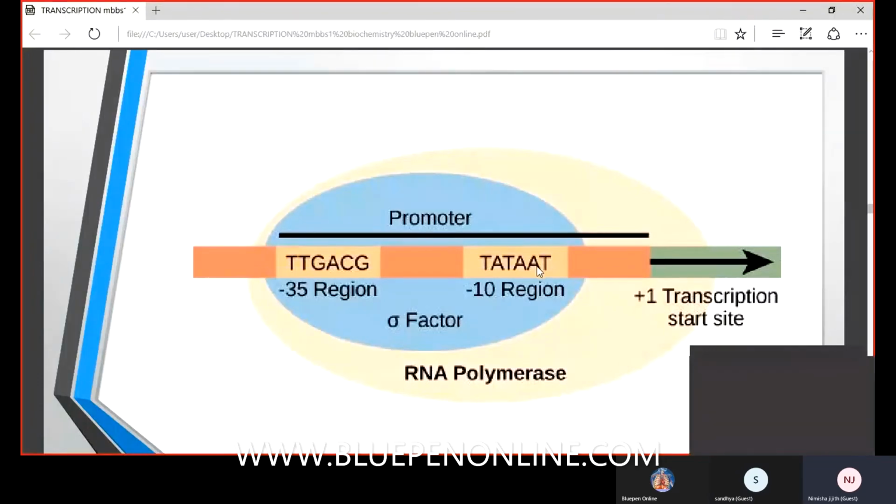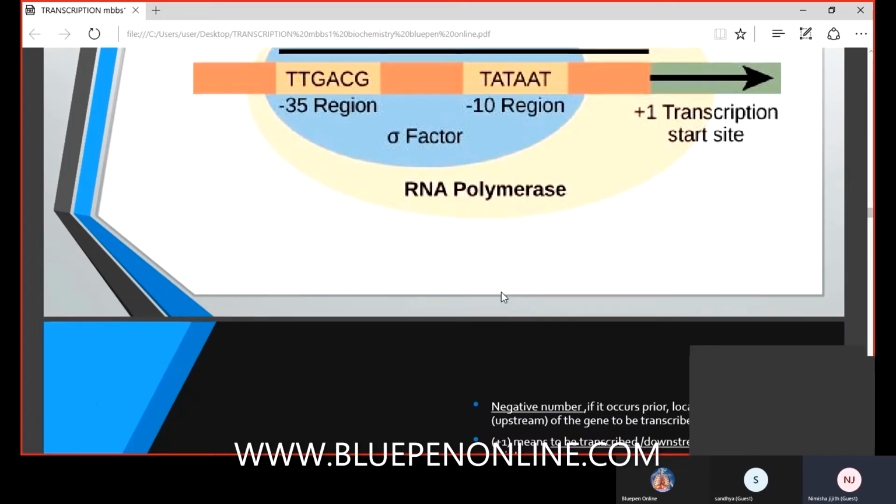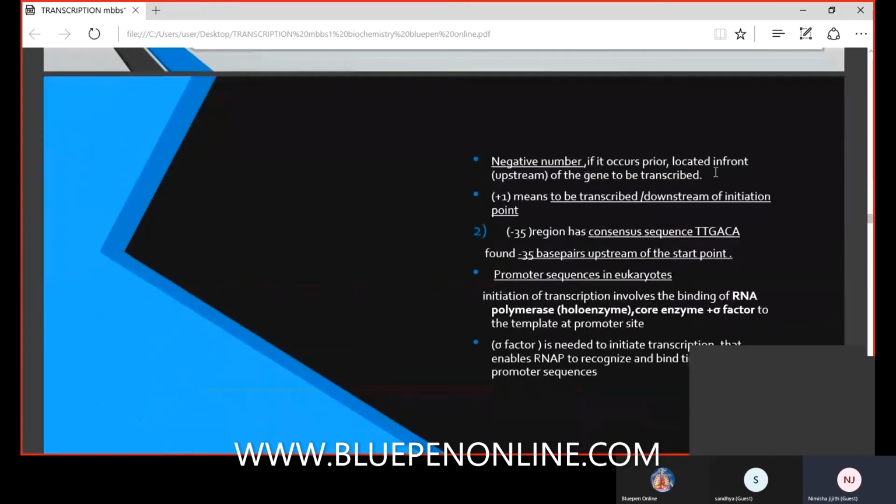TATATAT, promoter site. The promoter site decides the attachment of RNA polymerase to it. To which site this RNAP gets attached is decided by this promoter site. Then a negative number occurs if it is located in front of the gene to be transcribed.